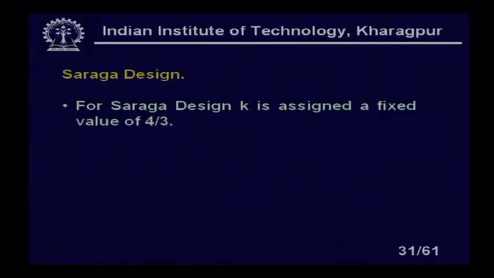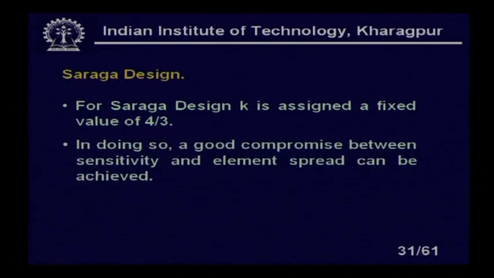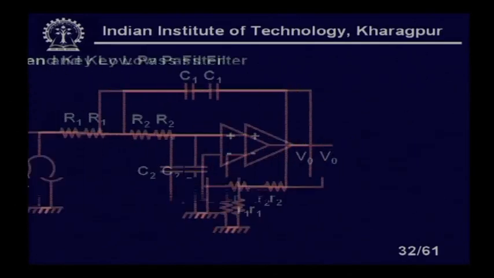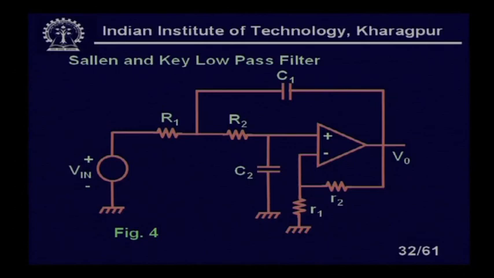In Saraga designs, a small k is always assigned the value of 4 by 3. In doing so, a good compromise between the sensitivity and the element spread can be achieved. So, we can have a good compromise between the two. This is the famous Sallen-Key low pass filter, which uses a single amplifier structure where we need 4 resistors. These 2 resistor values, small r 1 and r 2, determine the negative feedback. This is your RC network. It is a positive feedback topology, because the RC network is in the positive feedback path.